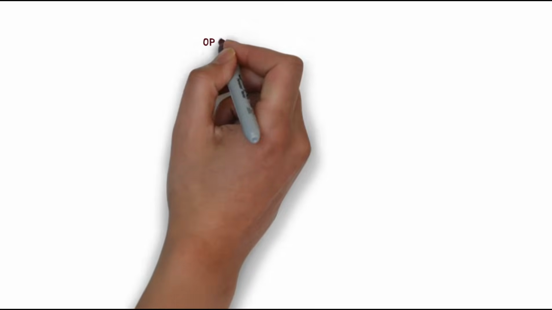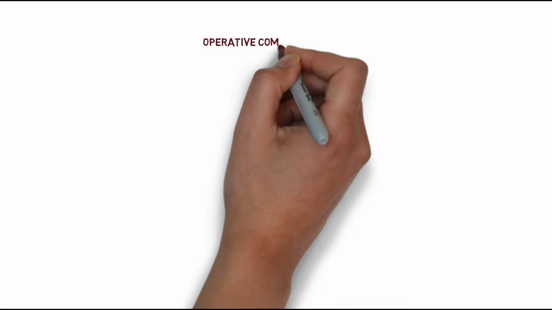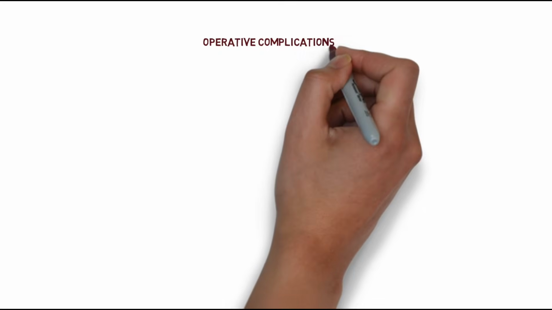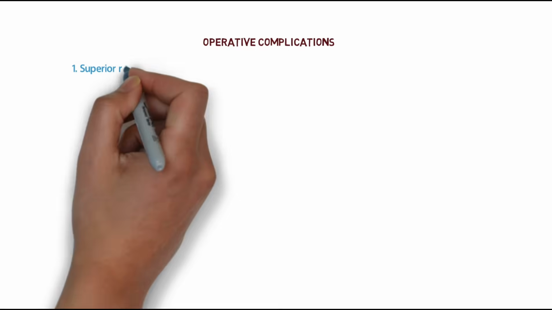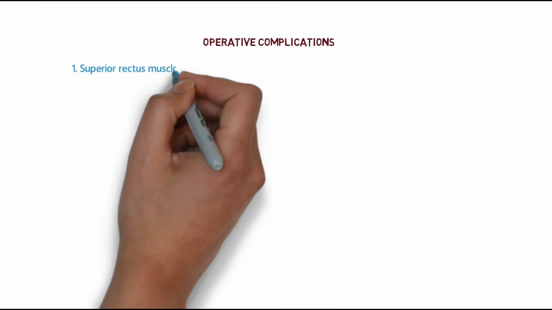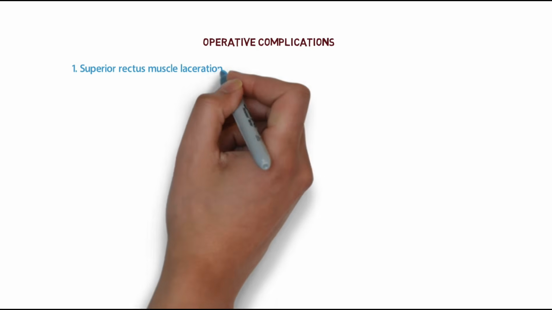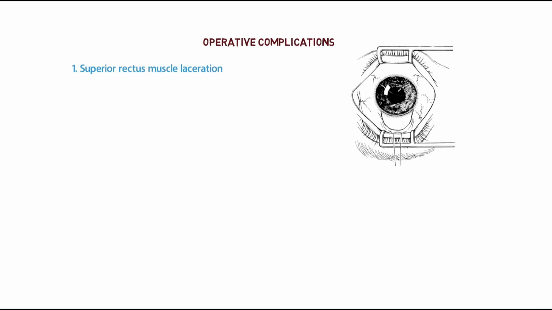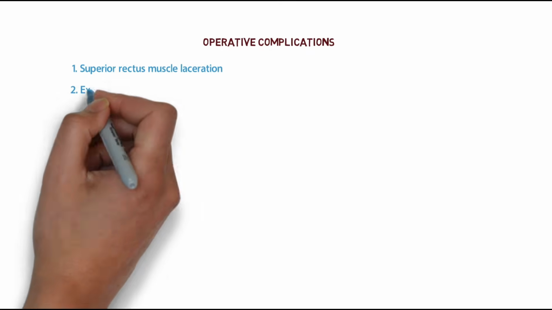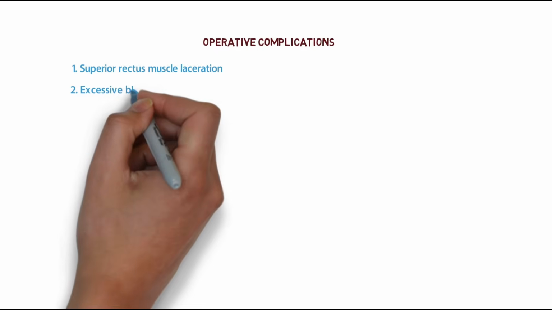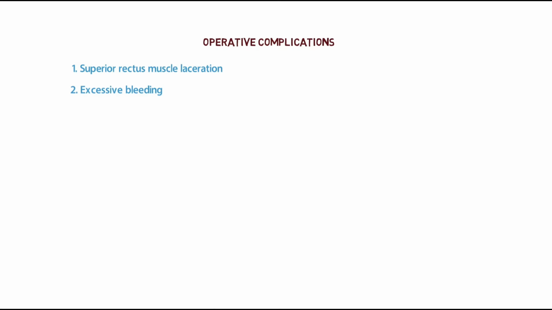Okay, now we are going to discuss operative complications. Operative complications are very easy to remember because we are going to relate them to the steps of cataract surgery, step by step. The first complication is superior rectus muscle laceration. A bridle suture is applied to hold the superior rectus muscle, and after that we prepare the conjunctival flap, and during preparation of the conjunctival flap excessive bleeding can occur. So the second one is excessive bleeding.